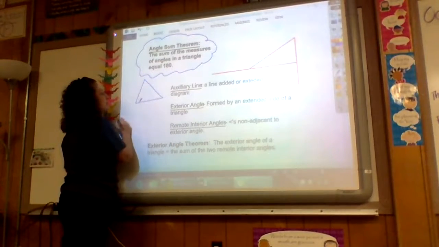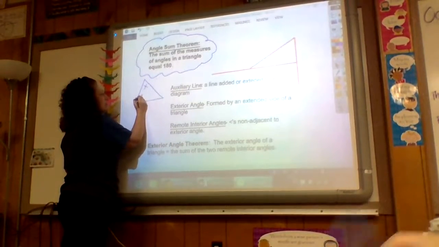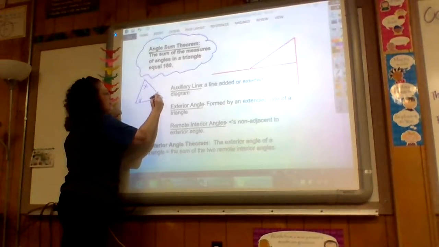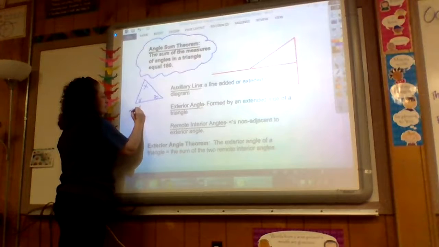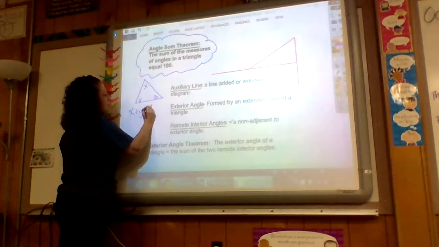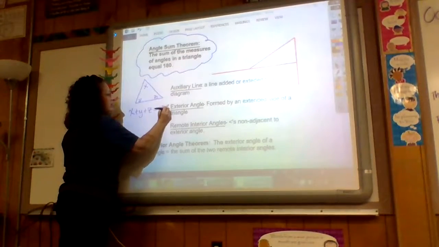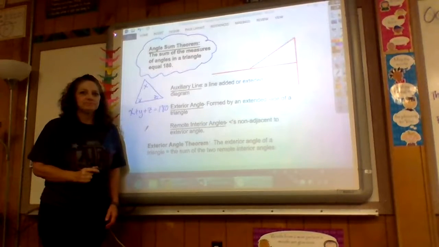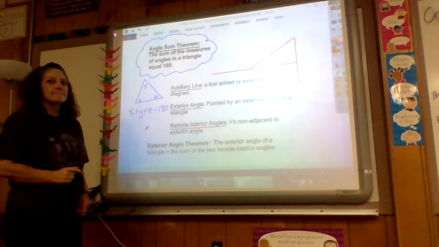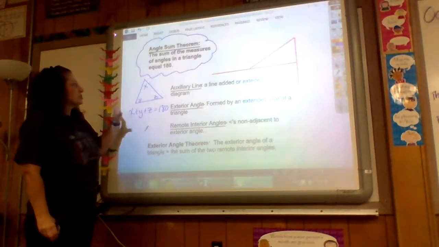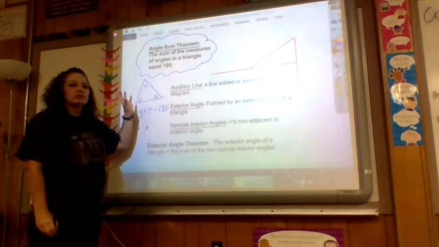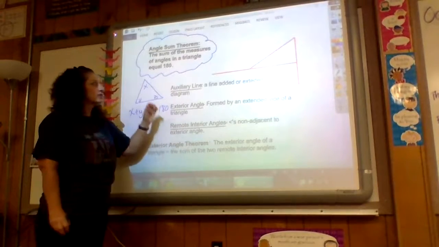Any size triangle. Let's call the angles inside x, y, and z. If it's an equilateral, it could be 60, 60, 60. That we don't know for sure right now. We just know that the sum of all of them will always equal 180. Wait, doesn't that mean that every equilateral triangle has all angles of 60? Whoa. Wow. Okay, so we're starting to lead into more triangle work.